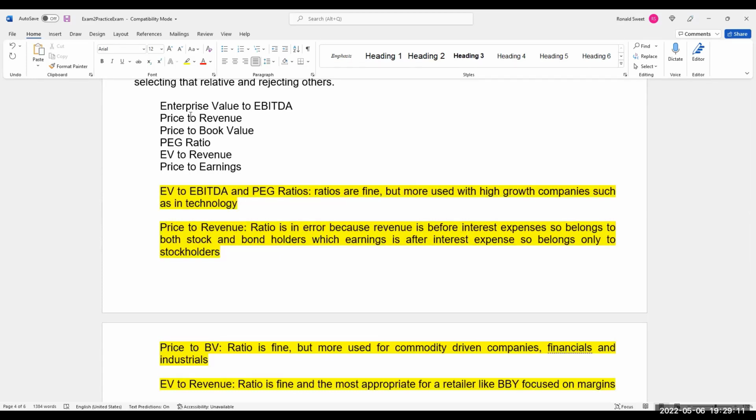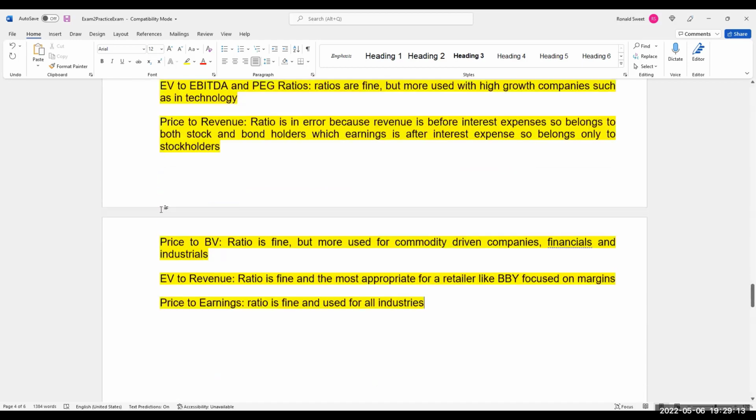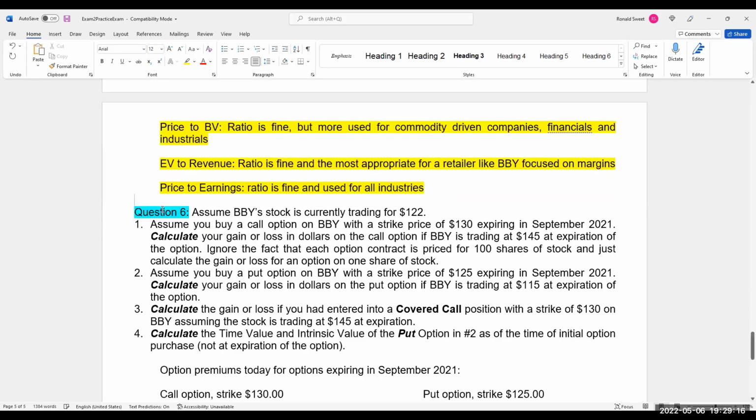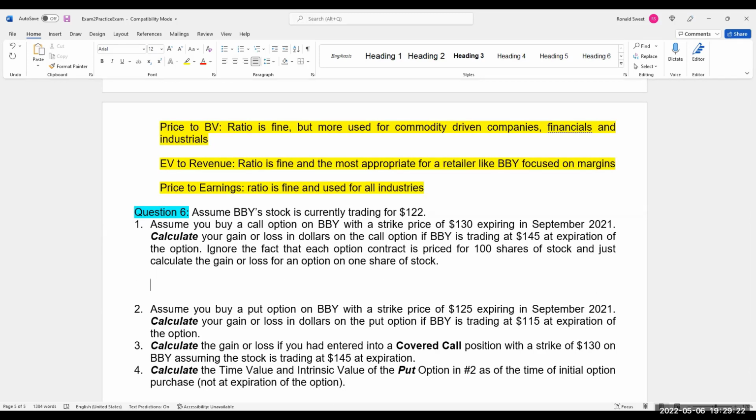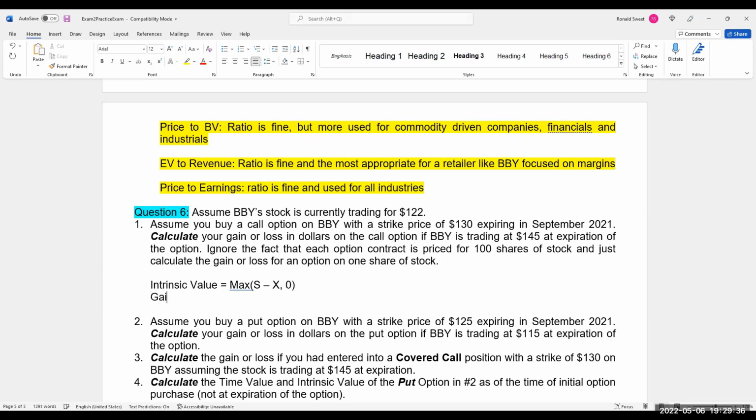All right, no questions on that. We'll jump on here. And the last question, I mean, it's only 7:30. You've got essentially 2 hours to do the exam. So, all right, remember on this one, this is a call. So for a call, the intrinsic value is going to equal the max of S minus X comma 0. And the gain is going to be the intrinsic value minus the option premium.